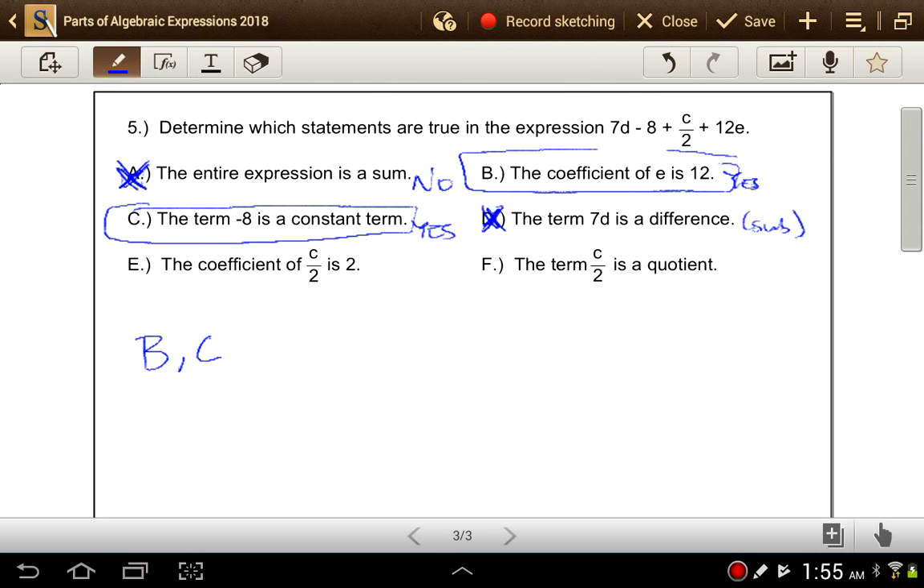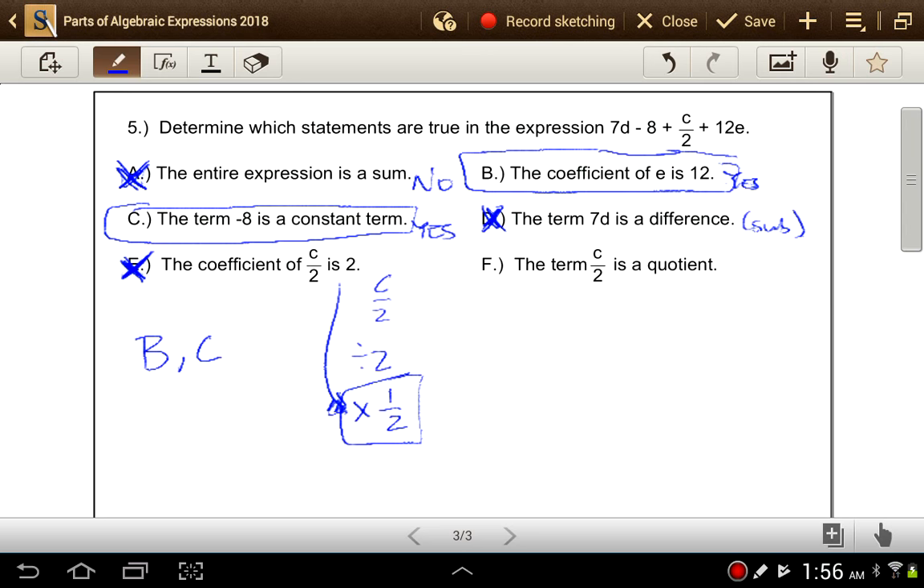Okay. Now, next, I am going to look at E: the coefficient of C over 2 is 2. This one's kind of tricky. C over 2 is a division problem. When I divide C by 2, that represents the same thing as multiplying by the reciprocal, which means I'm multiplying by 1/2. A coefficient is the number I'm multiplying by. 2 is not 1/2. So that is not correct. I'm actually multiplying by 1/2. That one's tricky because you have to use your reciprocal rules to figure that one out.